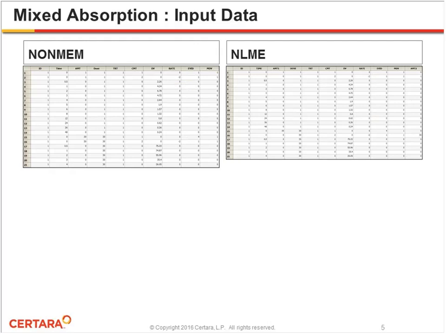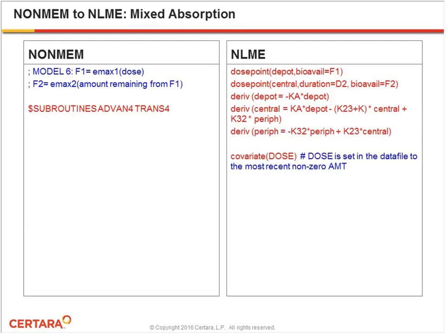So that's about the input. Now coming to the code, you see on the left-hand side the NM-TRAN code, and on the right-hand side the PML code, and we have chopped it up into those pieces that belong to each other.